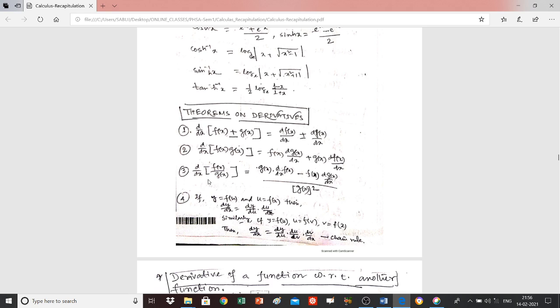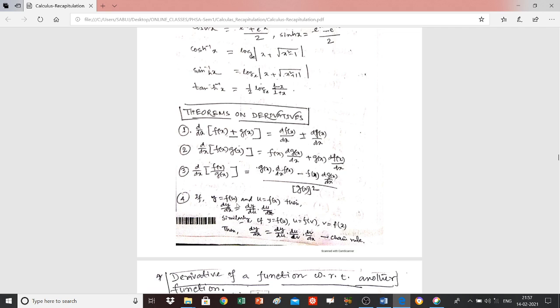And another theorem is there, that is d/dx of f(x) by g(x). If the functions are in the form of a fraction, then the derivative will be: first keep g(x) as constant and differentiate f(x), and after that keep f(x) constant and differentiate g(x), divided by g(x) whole square. So if it has the form d/dx of u/v, then write v du/dx minus u dv/dx by v square.